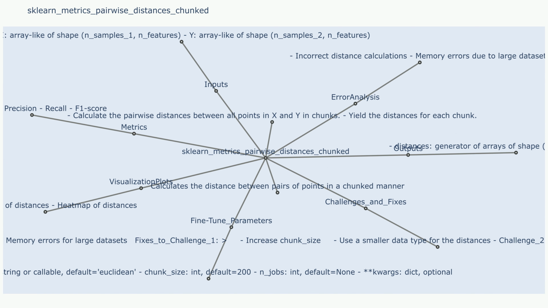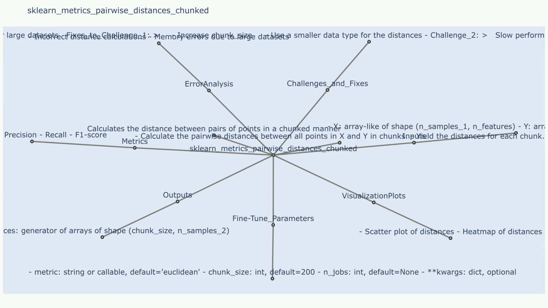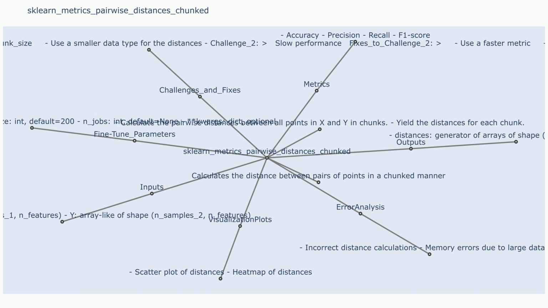Fine-tune parameters. Metric: this parameter determines the distance metric used to compute the pairwise distances. Available metrics include Euclidean distance, Manhattan distance, cosine distance, and more. N-jobs: this parameter allows parallel processing for faster computation. Specifying a value greater than 1 will use multiple CPU cores. Uncertainty methods. This function does not directly handle uncertainty.